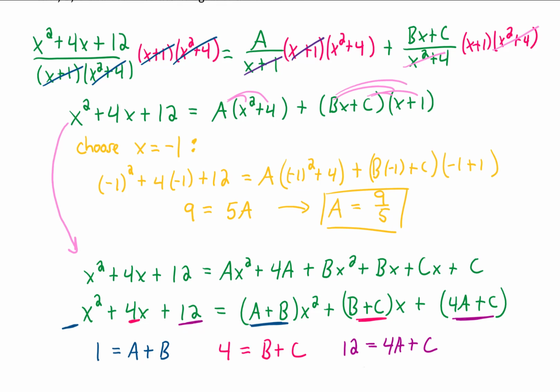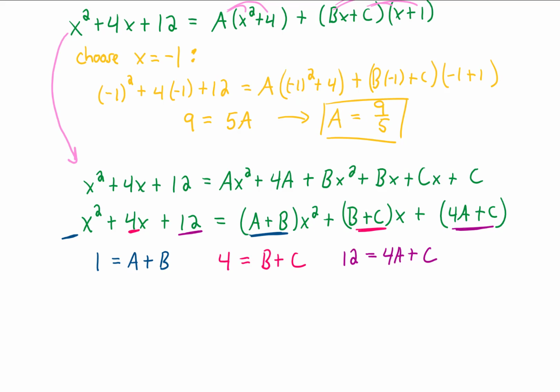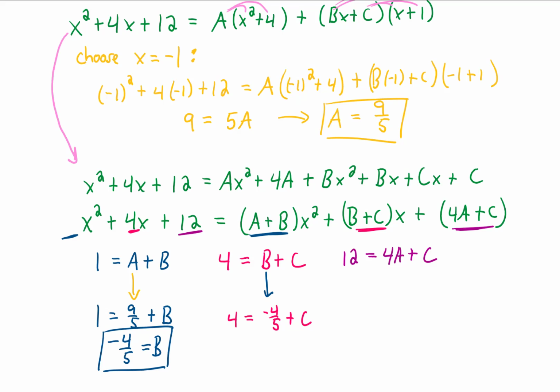Okay, well now we actually have more information than we need to solve this problem. If we just look at this first equation and remember that back at the beginning we had a equals 9/5, we can solve for b pretty quickly. 1 minus 9/5 is -4/5. We could then take that b equals -4/5 and plug it into this equation here. Solving for c means adding 4/5 to both sides, and 4 plus 4/5 is 24/5. That gives us all the information we need.